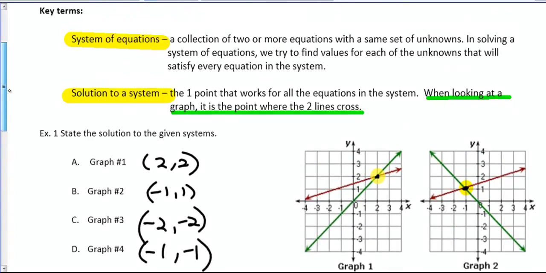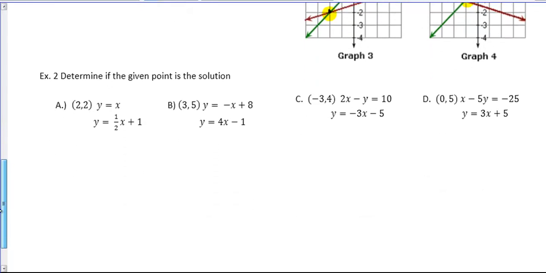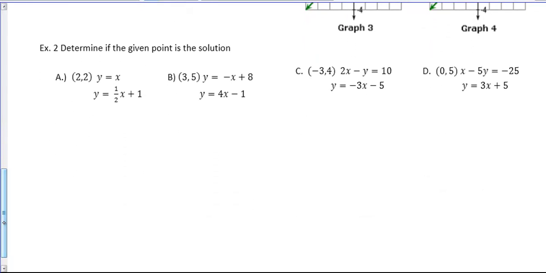Our second objective for today is to be able to determine if a given point is a solution. The way we do that is something we've done before with points, but now there are two lines. What we're going to do is plug in each point. That should be x, y. So we plug it into the first equation, 2 in for y, 2 in for x. That is true, so it checks. We go to the next one.